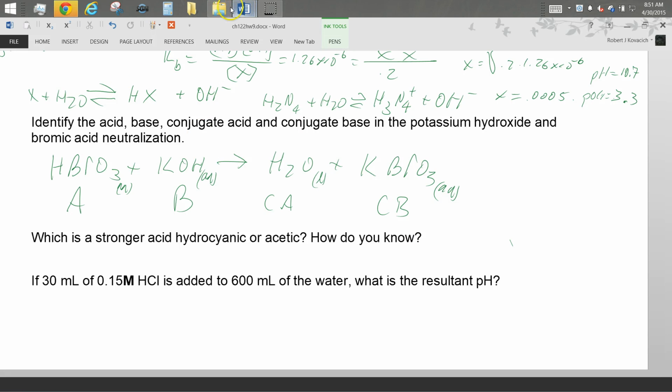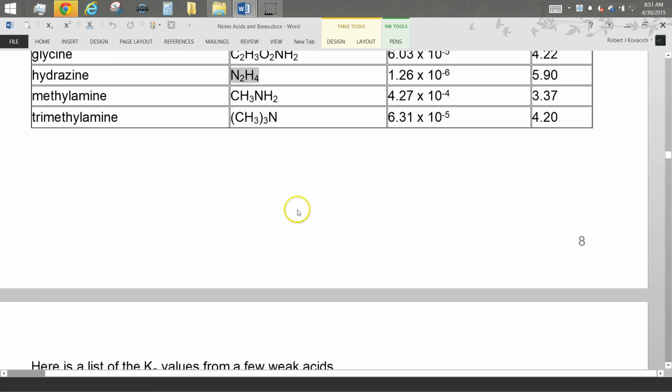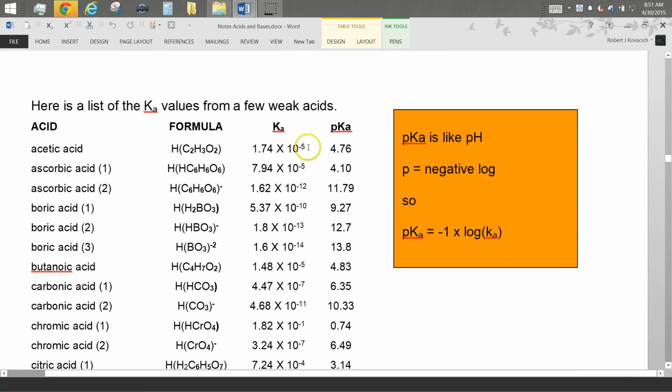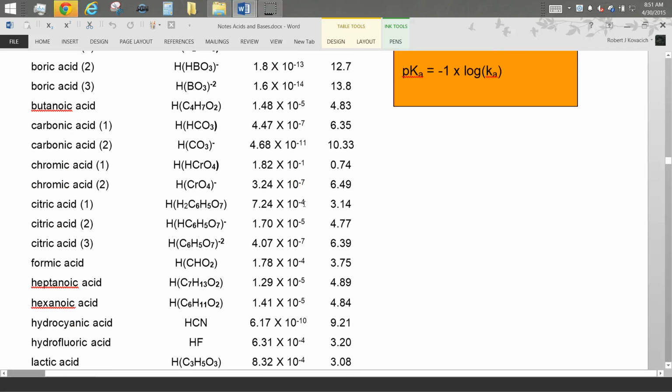Which is stronger, hydrocyanic or acetic? And how do I know that? So let's go back over to this. Acetic acid's Ka is 1.74 times 10 to the negative fifth. And what was the other one, hydrocyanic? And that one is 6.17 times 10 to the negative 10th.